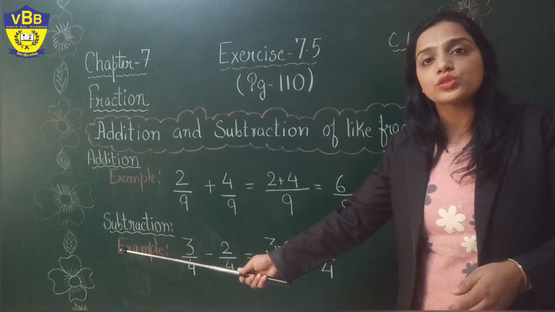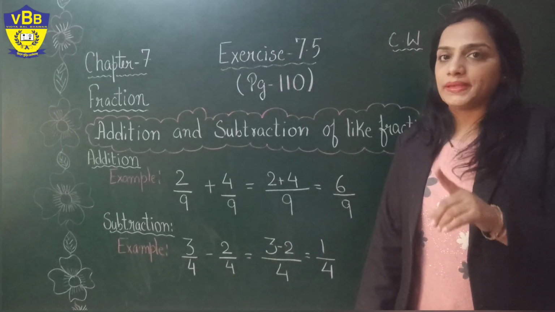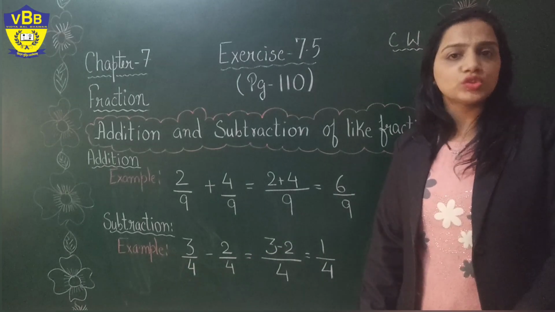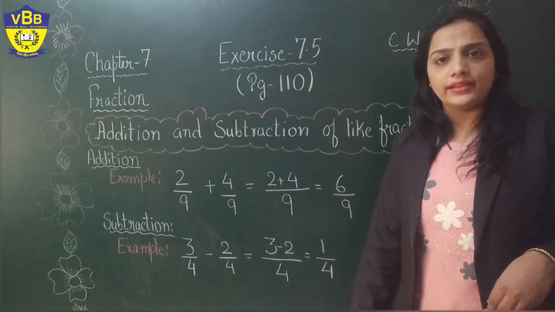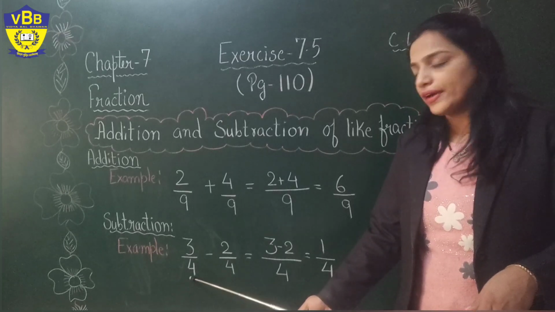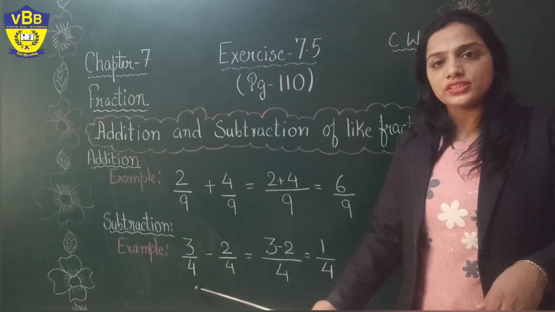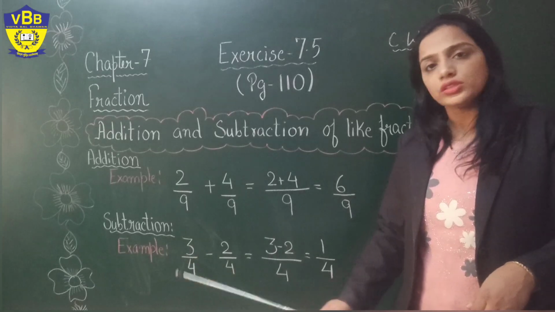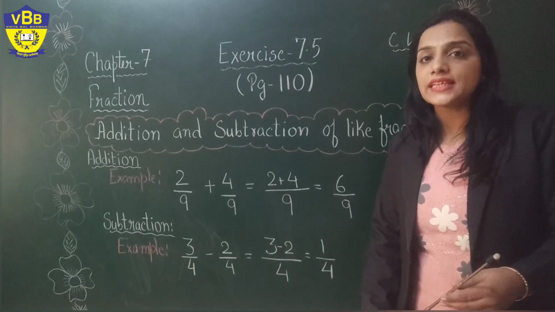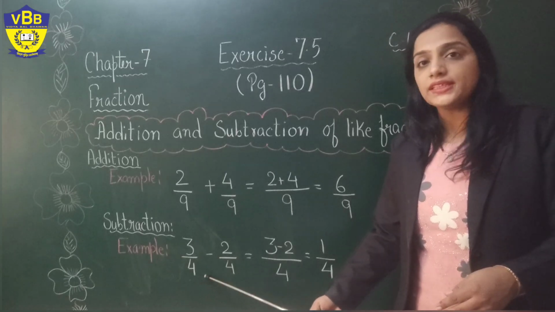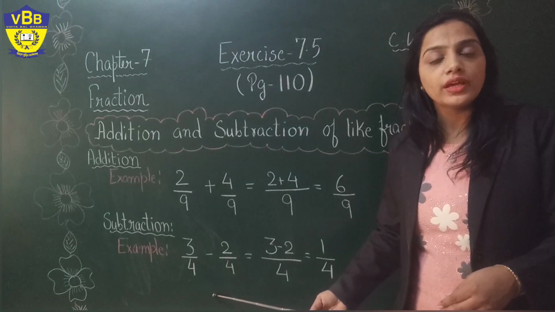Now the next part is subtraction of like fractions. Again, our first step remains the same: we have to check whether our fractions are like fractions or unlike fractions. Here I write two fractions, 3 by 4 and 2 by 4. Both denominators are the same, so it means they are like fractions.